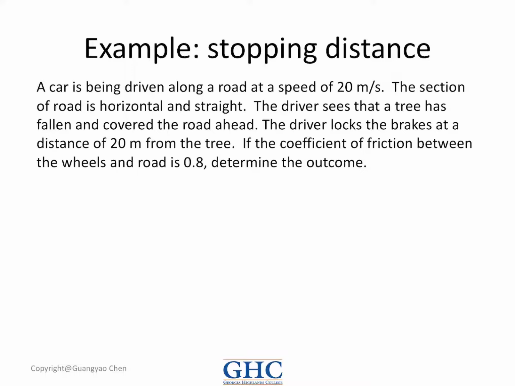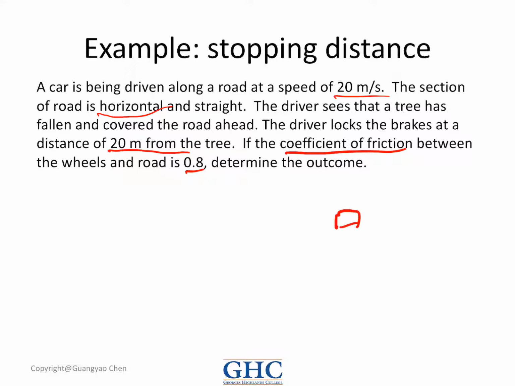Let's just do one more example. You have a car driving with speed 20 meters per second. The road is horizontal and straight, so there is no change in potential energy. There is a tree ahead of the car, so the driver brakes 20 meters before the tree. Coefficient of friction is 0.8. So determine whether the car will bump into the tree or the car can stop before it travels 20 meters.